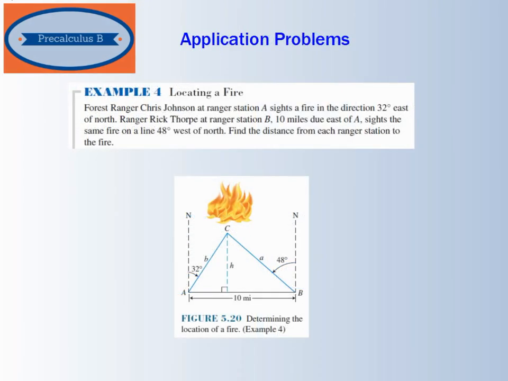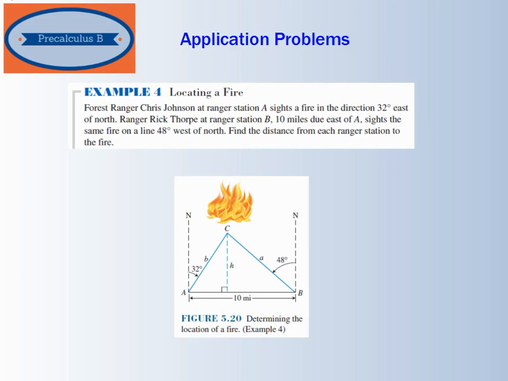So now that we know a little bit about the law of sines and how it can be used, we can now apply it to other problems. For example, here's a problem that is called locating a fire. In the situation, Forest Ranger Chris Johnson is at Ranger Station A. All right, and they spot that there's a fire out in the direction 32 degrees east of north, meaning the angle between north and the fire is 32 degrees, as seen in the diagram on the left-hand side.